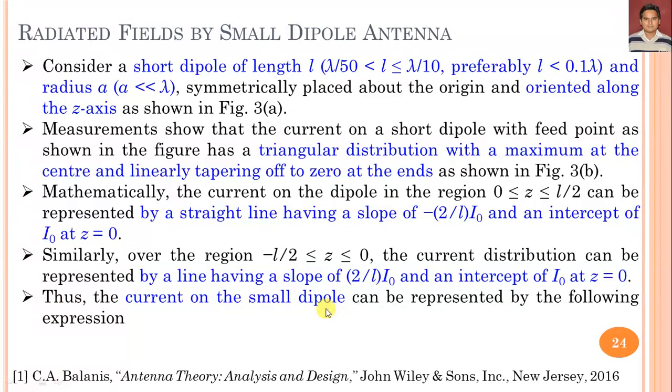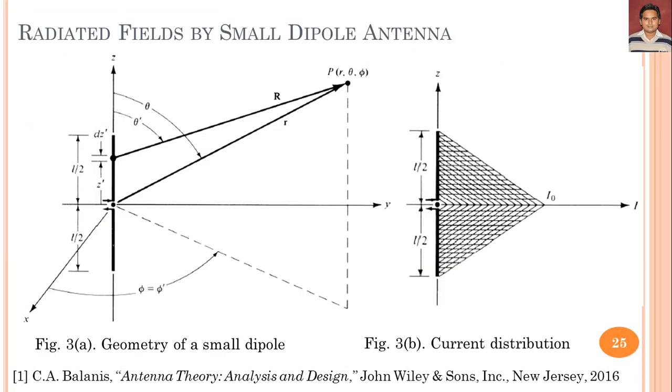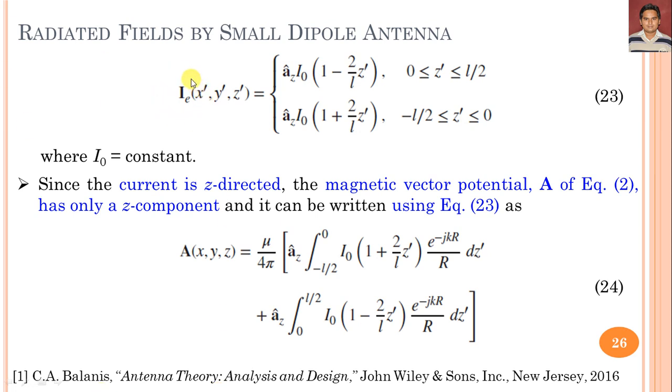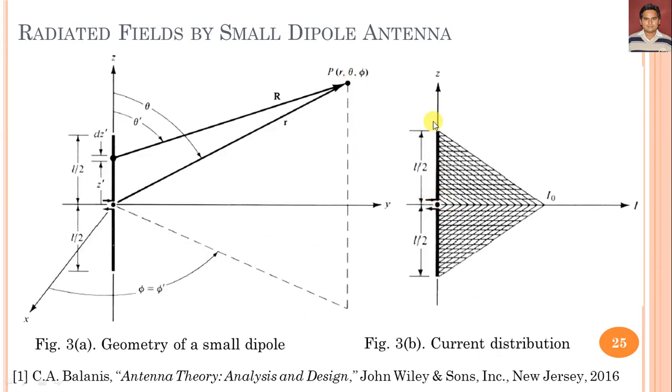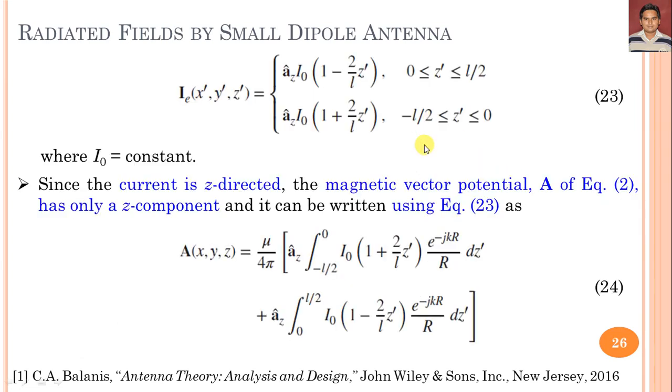Thus, the current on the small dipole can be represented by the following expression. The electric current on the small dipole at x dash, y dash, z dash is I naught times 1 minus 2 by L z dash, for 0 to L by 2. And from minus L by 2 to 0 the current is I naught times 1 plus 2 by L z dash, directed along z. This is the increasing slope, so it comes out positive, and this is the decreasing slope, so it comes out negative. We have placed this current element, the small dipole, along the direction of z.